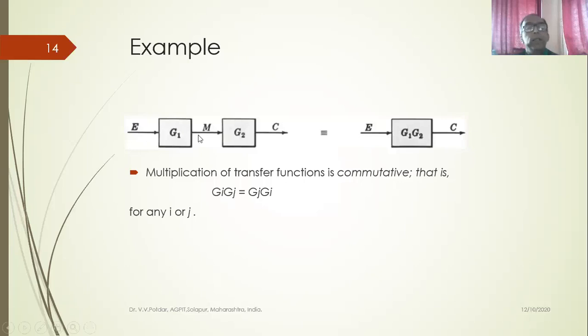Example. So I have got G1 and G2 as two blocks and the signals are E, M and C. So what is the series equivalent for this? E is my input and C is my output. How do I combine this? These are the blocks in series. I multiply the transfer functions. Now G1 and G2 are the transfer functions of these blocks. Now this might correspond to an actual system element. As I said, this G1 corresponds to the controller transfer function and G2 corresponds to the process or plant transfer function.